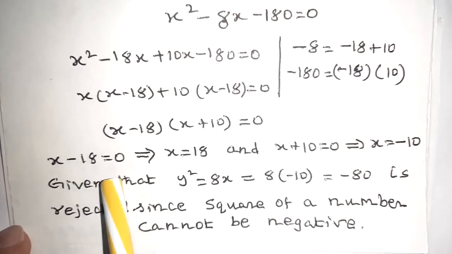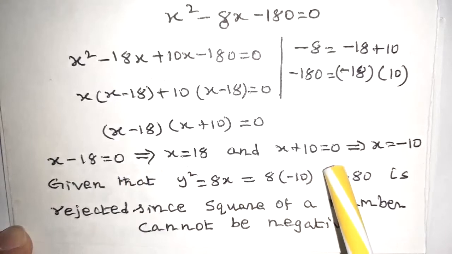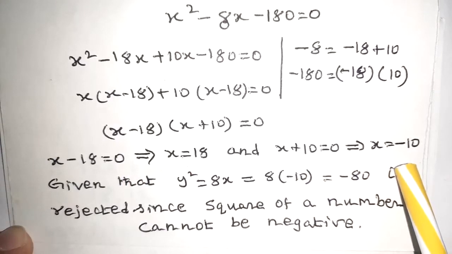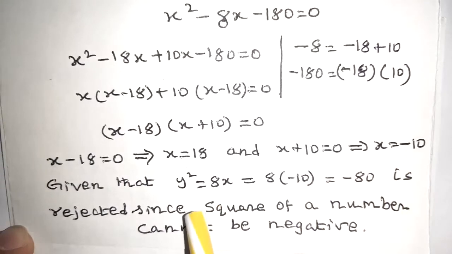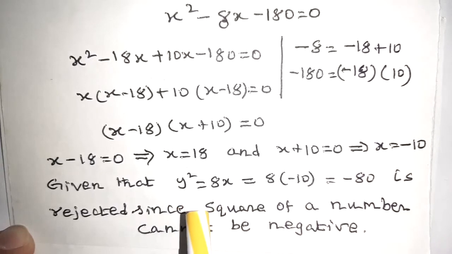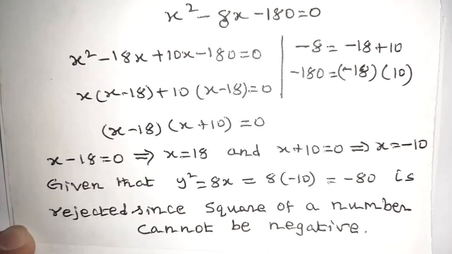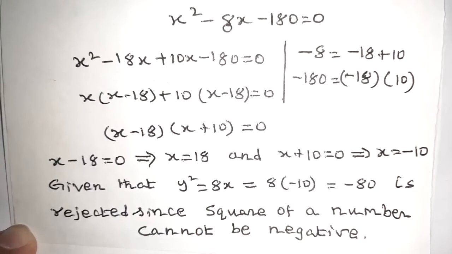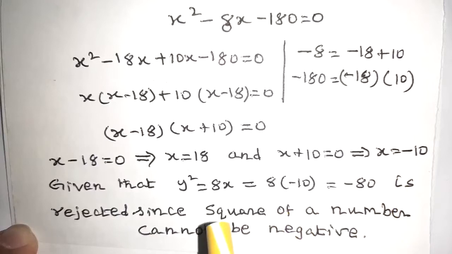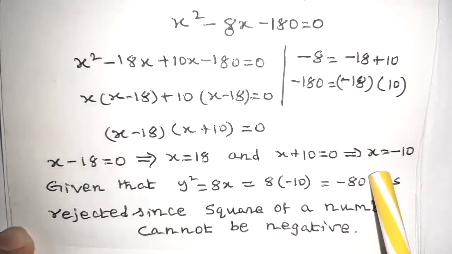x minus 18 equal to 0 implies x equal to 18, and x plus 10 equal to 0 implies x equal to minus 10. Then what is x? x is the larger number. Okay. Now we consider y square, if x equal to minus 10, what happens?